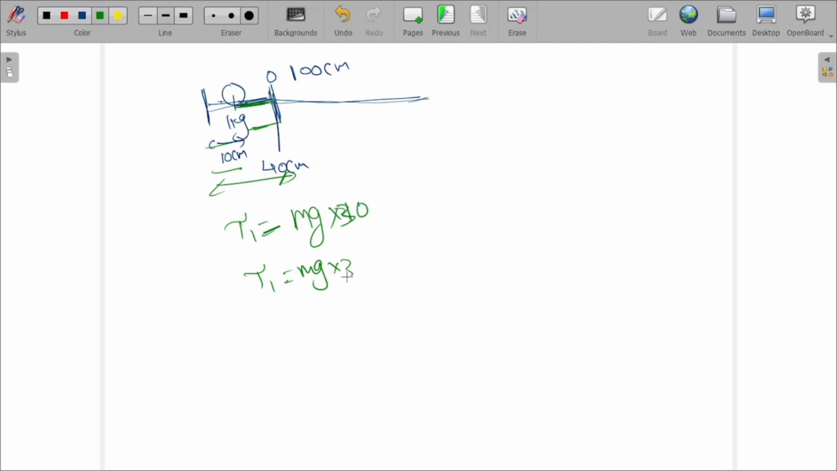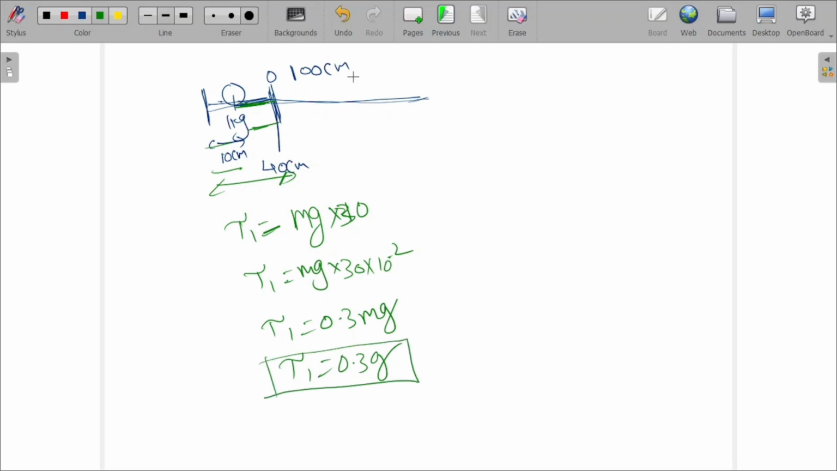30 means 30 into 10 power minus 2 meters. That means simply T1 equals 0.3 mg. Here the mass is 1, so T1 equals 0.3 g. Now this side, the total mass is m. I don't know the total mass, I want to find it. For this total mass, where is the center? The weight acts from the center, that is at a distance of 50 centimeters.